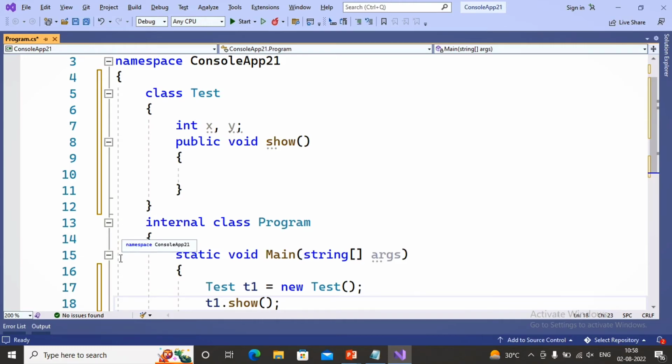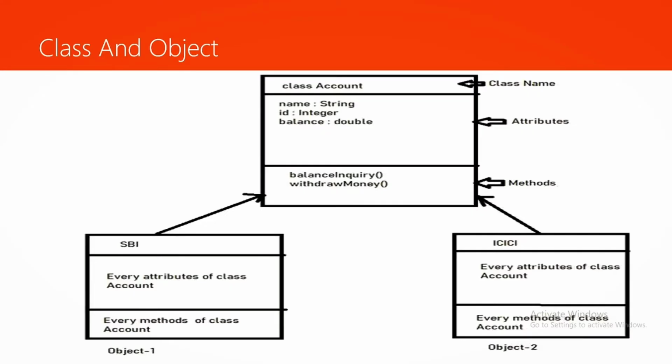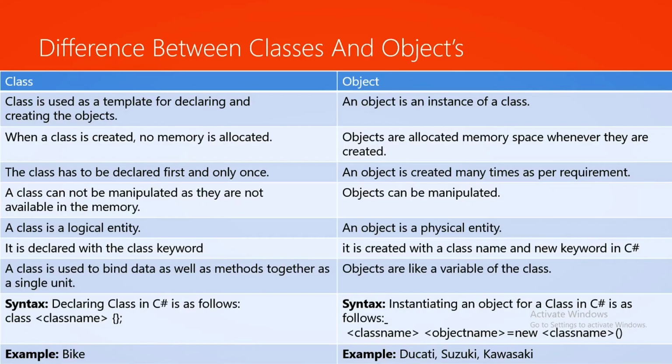So now let us understand in detail the difference between the class and the object. So what is a class? A class is used as a template for declaring and creating an object. An object is nothing but an instance of a class, that is, a copy of a class. When a class is created, no memory is allocated. Please remember that. But whenever you are creating an object, memory space is actually allocated.